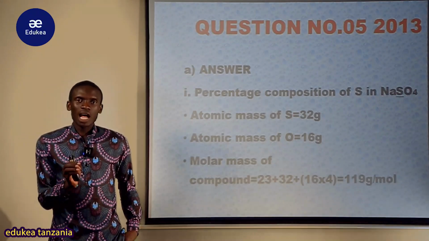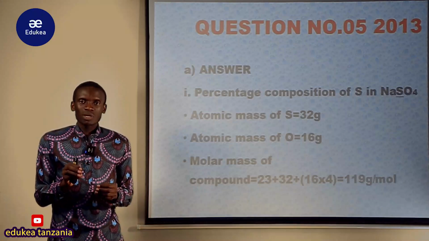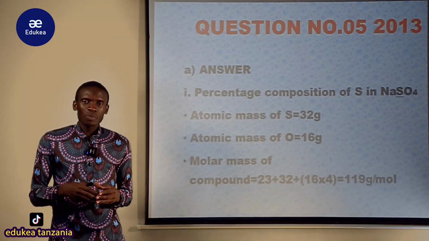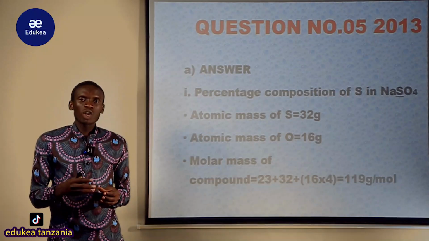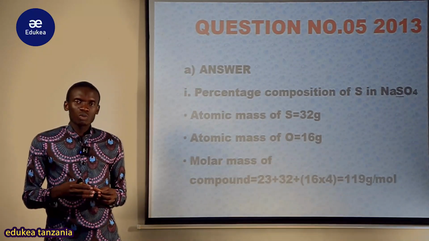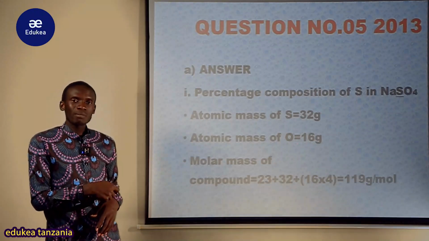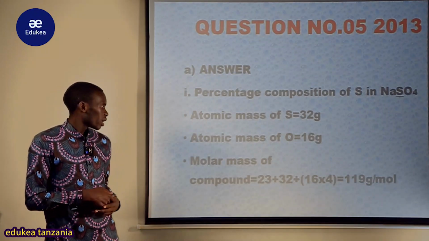Kwa sababu oxygen ni ya 8. Kupata atomic mass yake tunajua kwamba unachukua atomic number unazidisha mara 2 au unaijumlisha. Unajumlisha yenyewe kwa yenyewe unapata kwa odd number, kwa even number unatumia kama kawaida.